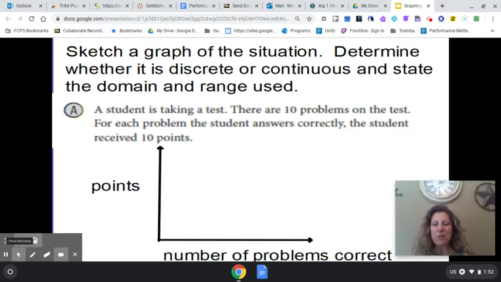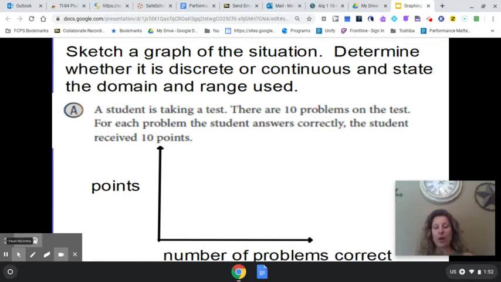Okay, so now we're going to reverse the process, guys. We are going to have a situation and we have to come up with the graph for it. So this says sketch a graph of the situation. Determine whether it's discrete or continuous and state the domain and range used. It says a student is taking a test. There are 10 problems on the test. For each problem the student answers correctly, the student receives 10 points.